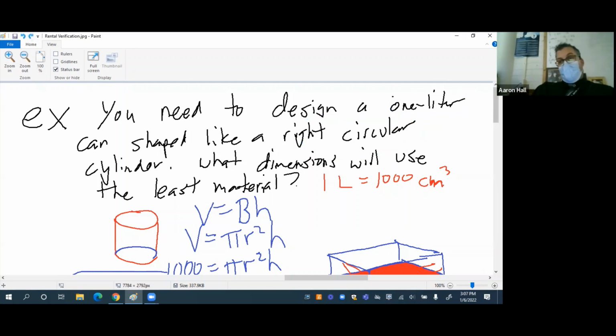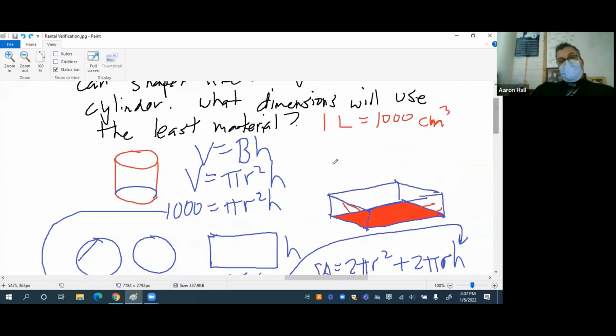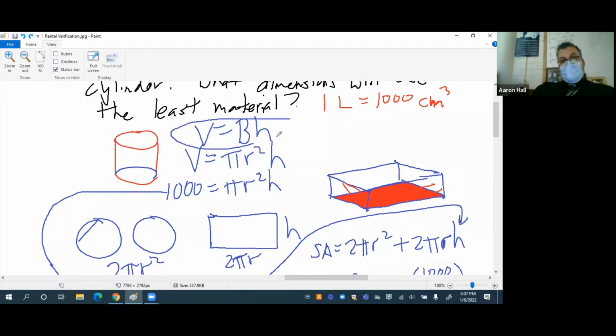Where do I start? Okay, so you found that your volume is going to be 1 liter. And you're also seeing that volume is going to be the base times height. And then the area of the base is pi r squared, and then times the height. Correct. So then.